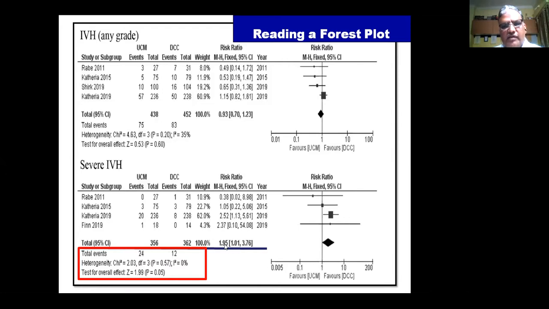You're looking at the confidence interval, point estimate is 1.95, going from 1.01 here, just crossing that, just above 1, and going to 3.76. So you are saying that babies who are small and have had umbilical cord milking are at risk of having severe IVH, and you should not be practicing that in this group.